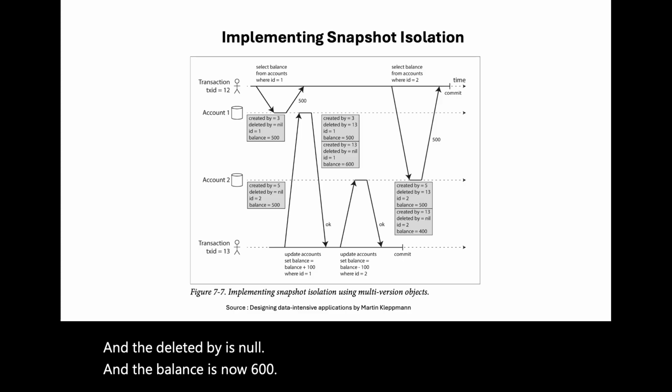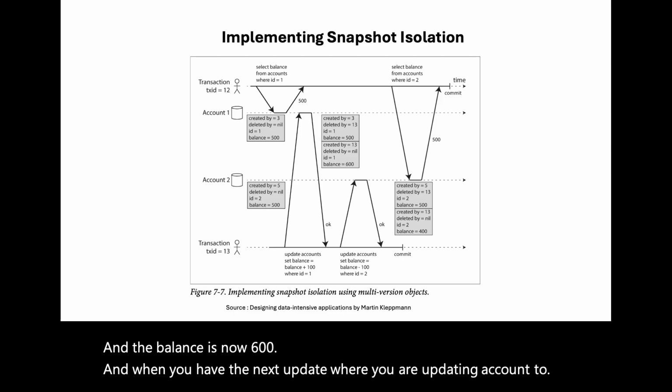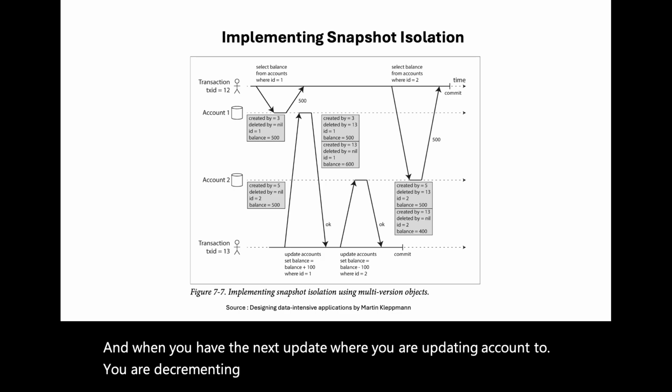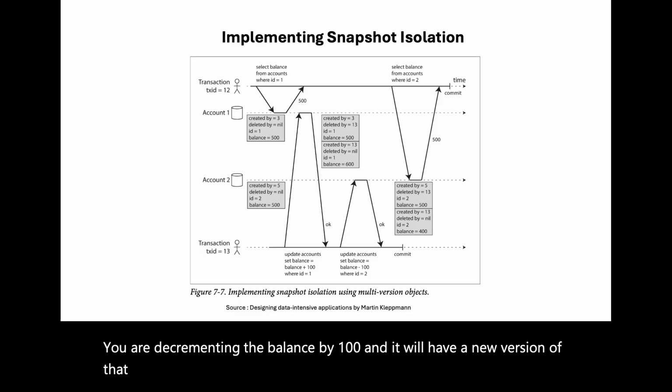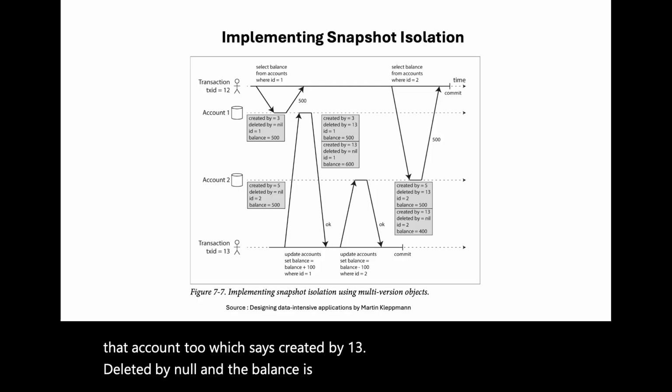And when you have the next update where you are updating account 2, you are decrementing the balance by 100, and it will have a new version of account 2 which says created by 13, deleted by null, and the balance is 400.